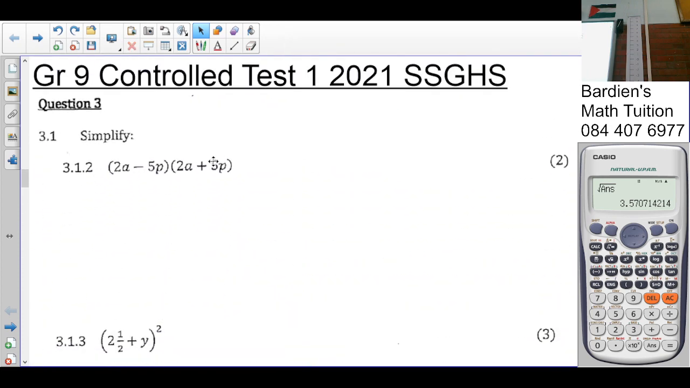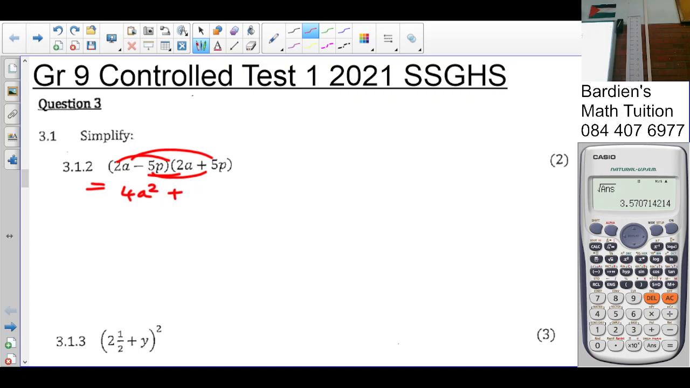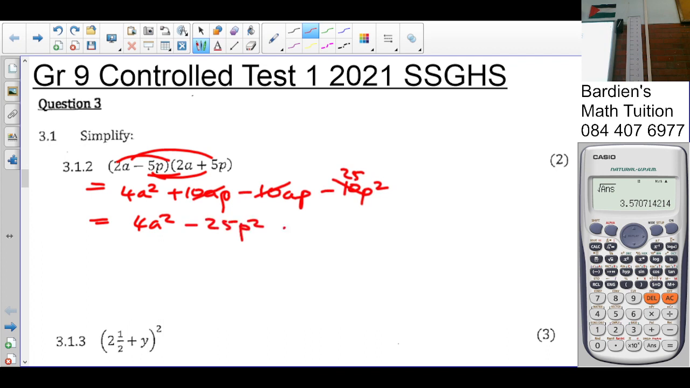The next one. So what do we need to do here? Multiply. 2a times 2a, 4a squared. 2a times 5p is positive 10ap. What's negative 5p times 2a? Negative 10ap. Those are like terms that cancel. Negative 5p times 5p is, sorry, my mistake, minus 25p squared. Okay, any confusion there? No?